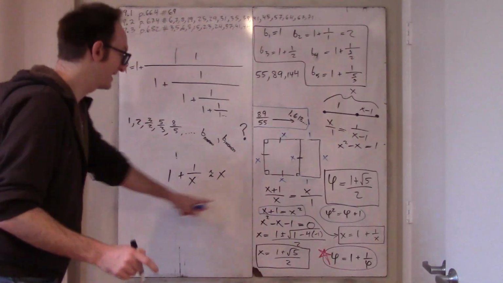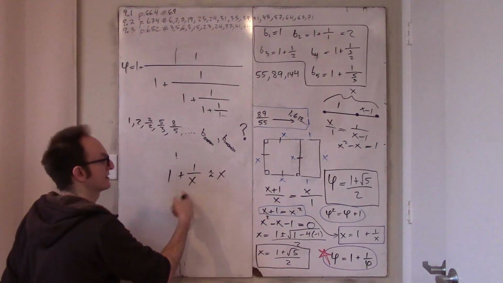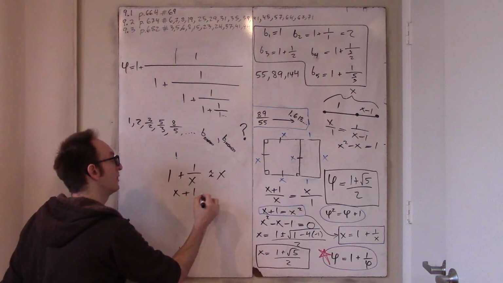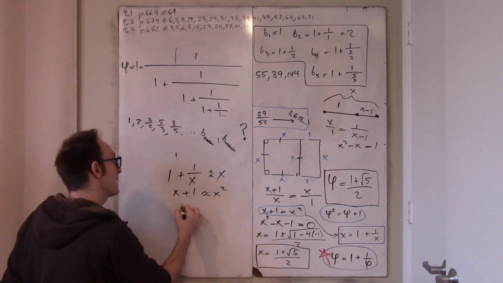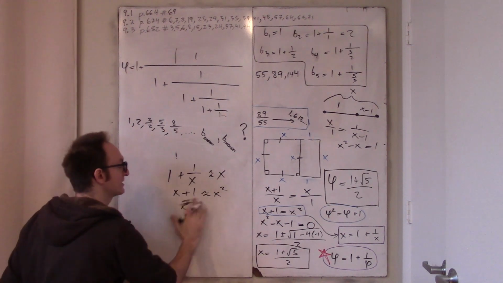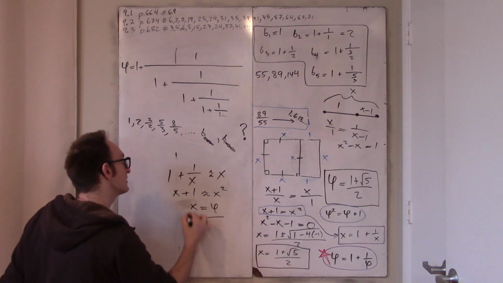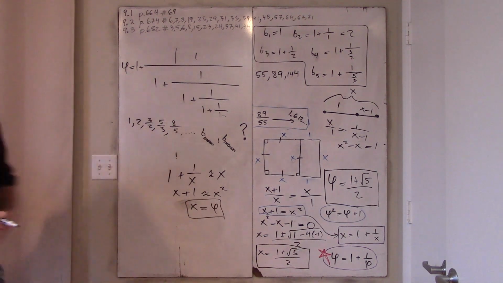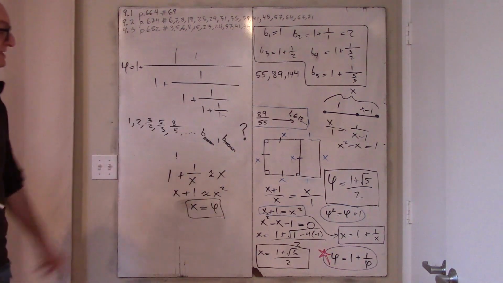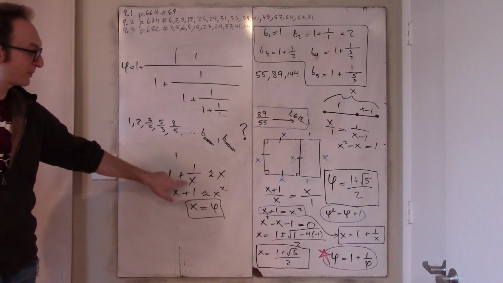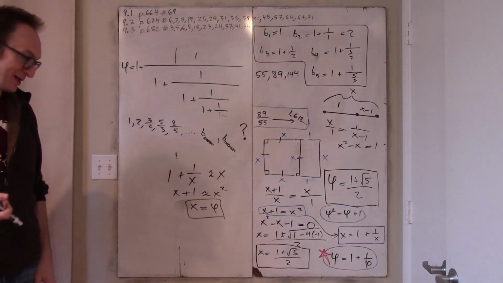Well, the answer is phi, right? Because if you want to, you can multiply through by x, and you get x plus 1 is approximately x squared, and now we're solving this equation, and the answer to this is phi. In other words, phi is the limit of this sequence because phi is the unique number which is equal to its own reciprocate-add-1 operation.